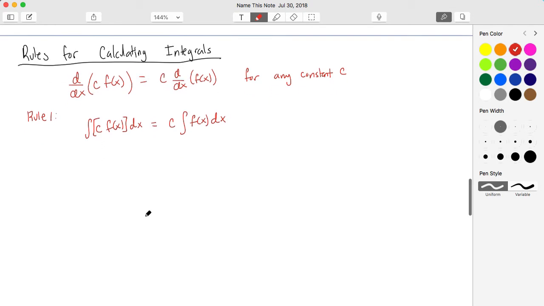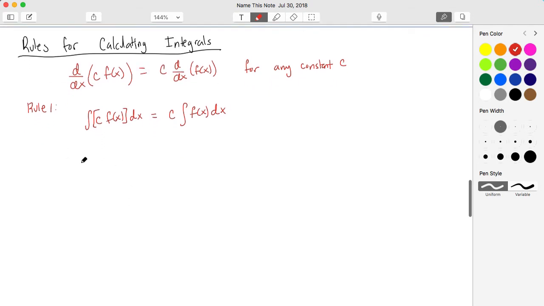One example that I can do for you so you can see this process is, let's say that we want to take the integral of 10 cosine x dx. Okay, so using this rule, the 10 right here is this constant c. Because we see in this rule that we can take out the 10, we are now just worried about the integral of cosine x dx.